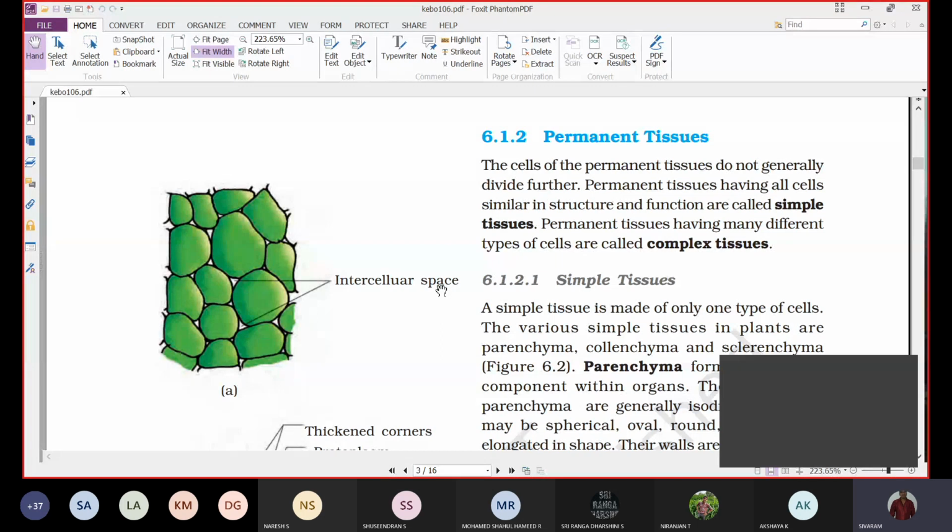And next, permanent tissues having all cells similar in structure and function are called simple tissues. That means if a permanent tissue has only one type of cells which are similar in structure and function, such cells we are calling simple permanent tissues. And permanent tissues having many different types of cells are called complex. If two or more different types of cells are grouped to perform a common function, then such a permanent tissue we are calling a complex permanent tissue.